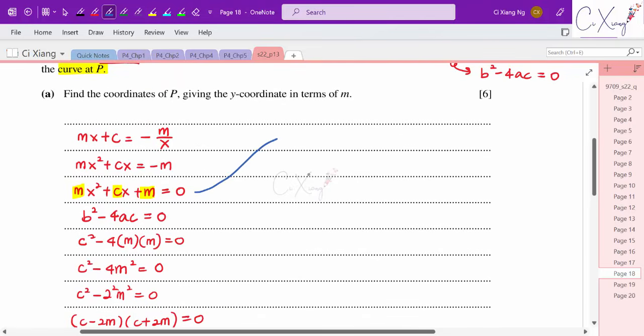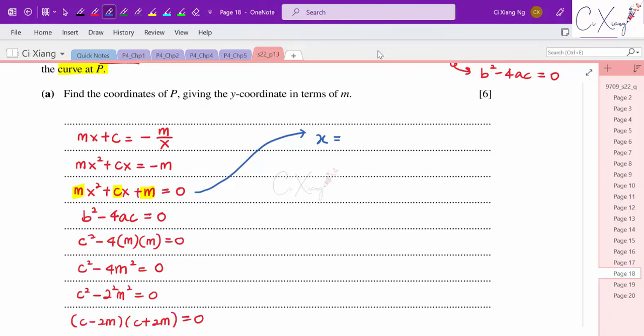This is the quadratic equation that we have, right? So to get the value for x, you can apply either factorization, or for this case, you can only apply the quadratic formula. So I want to find the value for x by using the quadratic formula. x equals negative b plus minus square root of b squared minus 4ac, then divided by 2a, which is 2m.